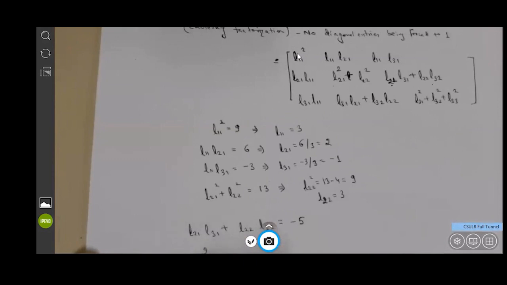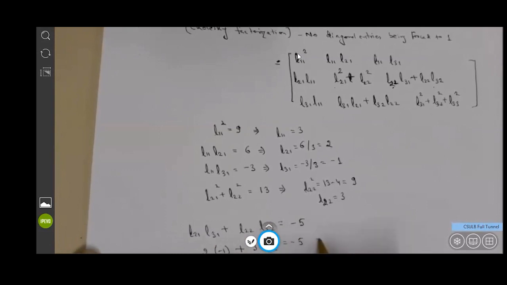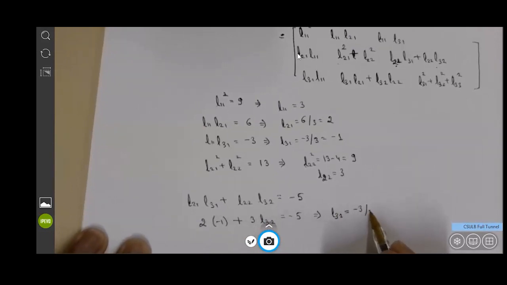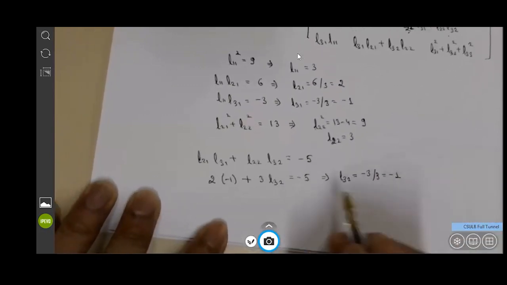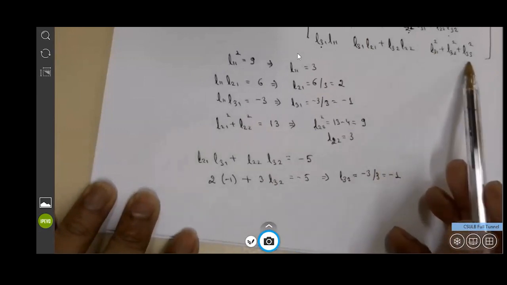So L21 is 2 times L31, which is negative 1, plus L22, which is 3 times L32, which is not known. And if you solve for that, how much you will get? L32 is negative 5, negative 3 by 3 is equal to negative 1.